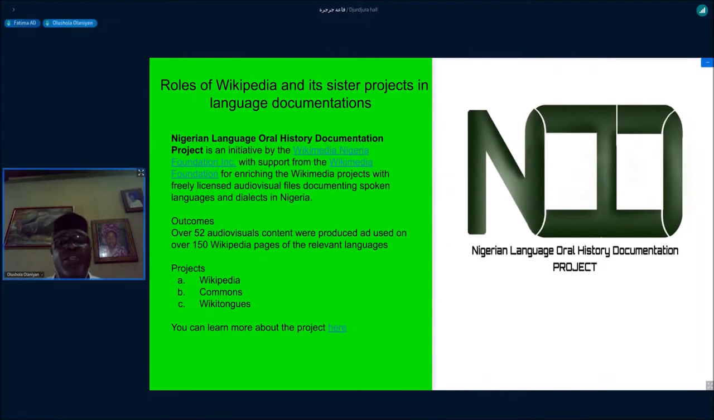The last but not the least is the Nigerian Language Oral History Documentation Project. This is an ongoing project by the Wikimedia Nigeria Foundation, Inc., with support from Wikimedia Foundation, for enriching the Wikimedia projects with freely licensed audio-visual files documenting spoken languages and dialects in Nigeria.